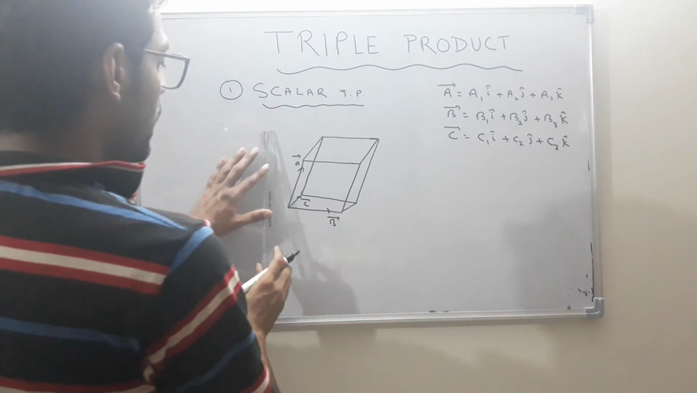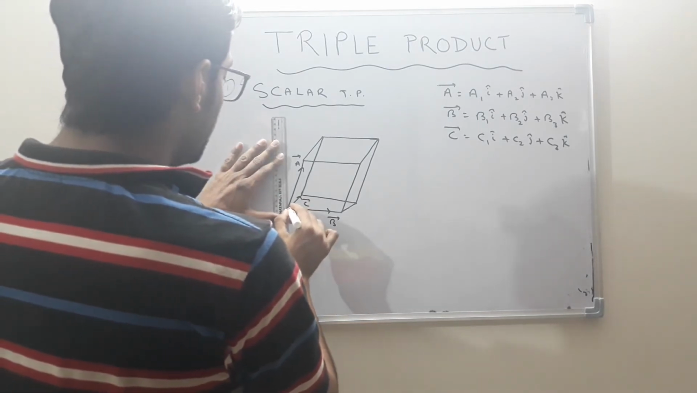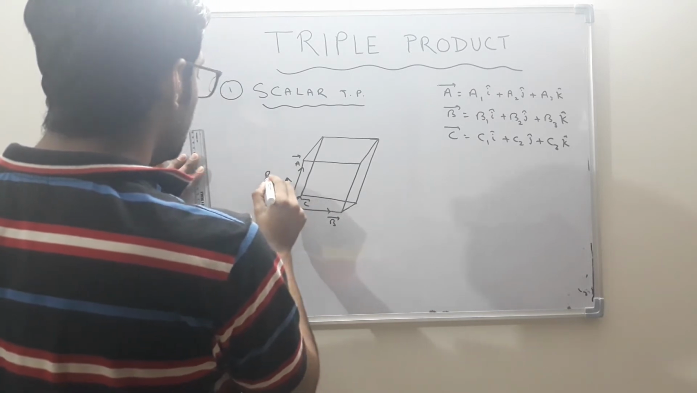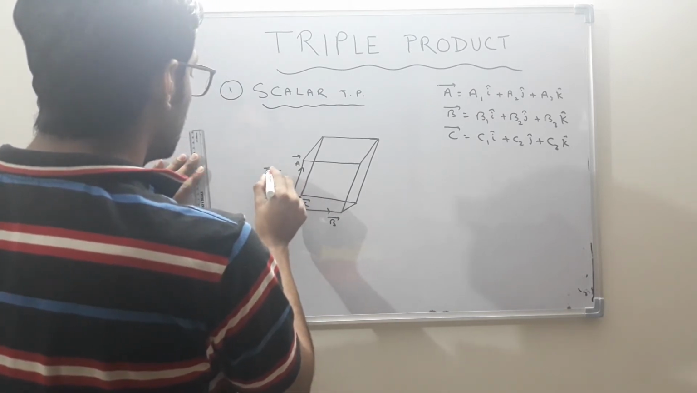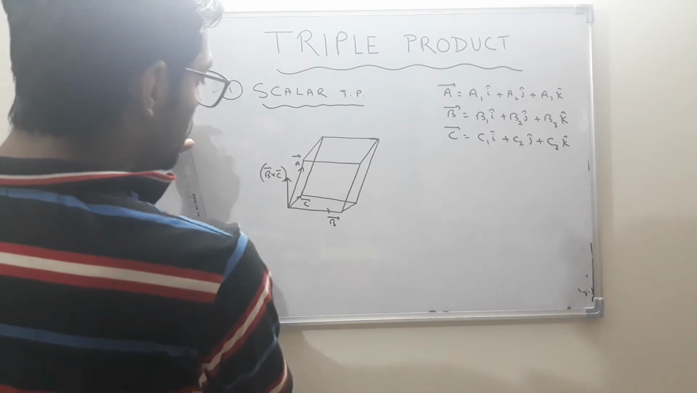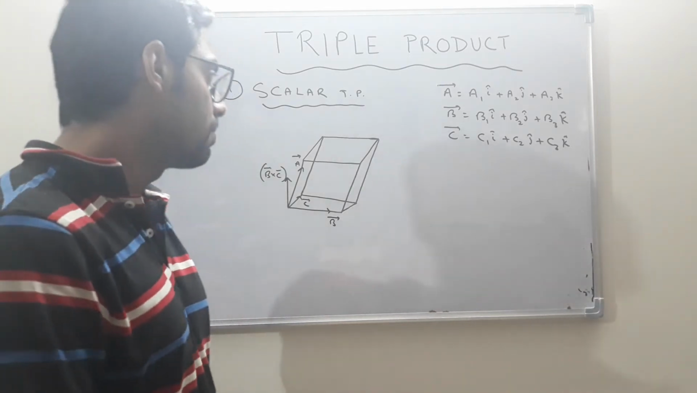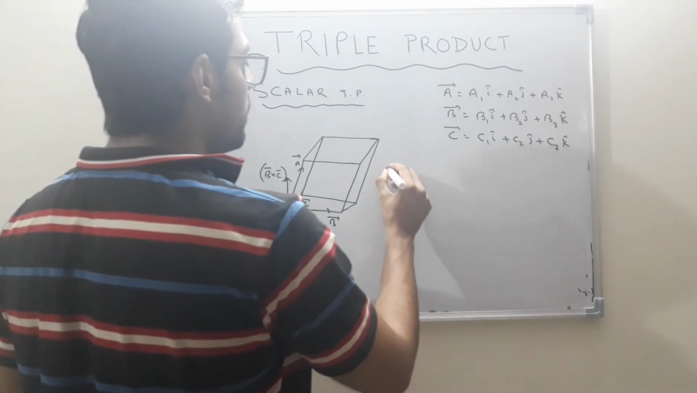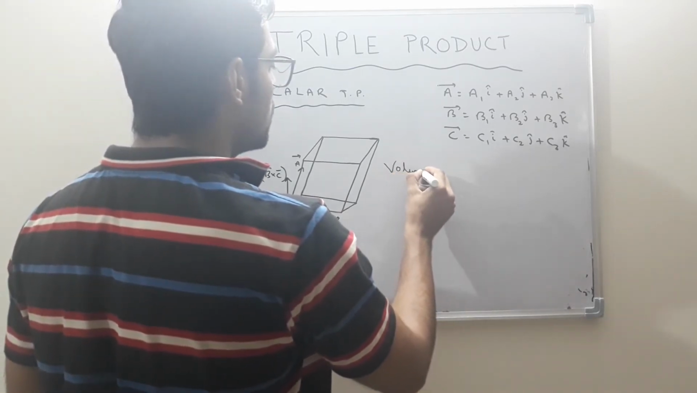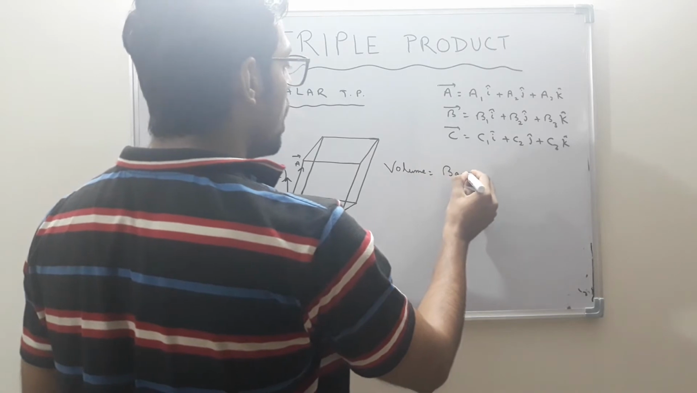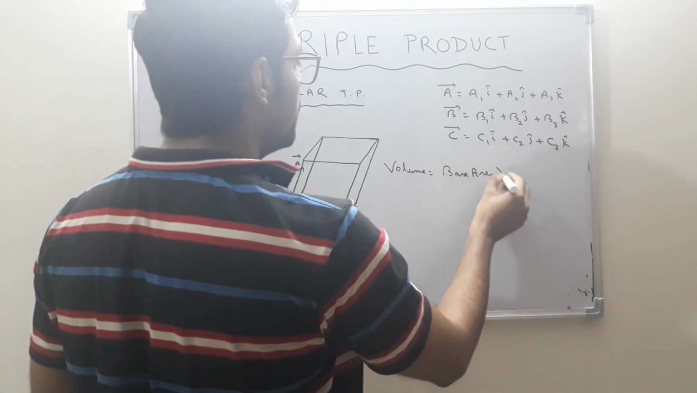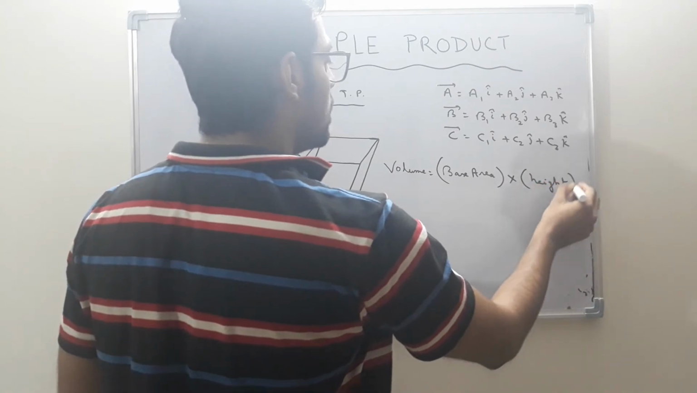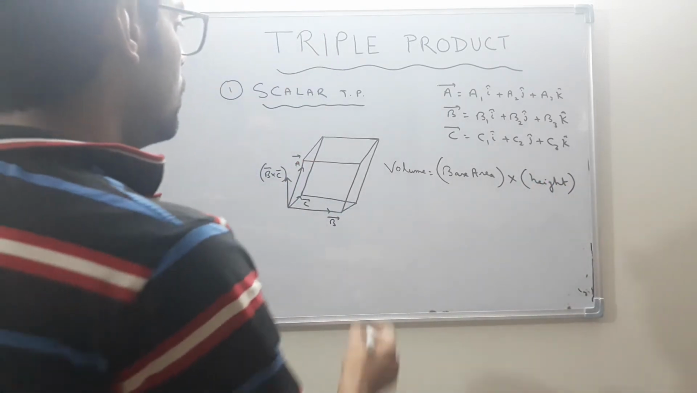Then what will be the direction of B cross C? B cross C will be perpendicular to this plane actually. Now what will be the volume of the parallelepiped? Volume equals base area into height. What will be the height?